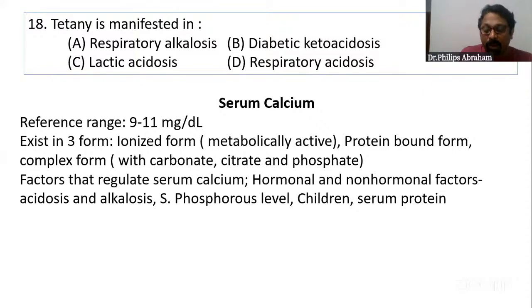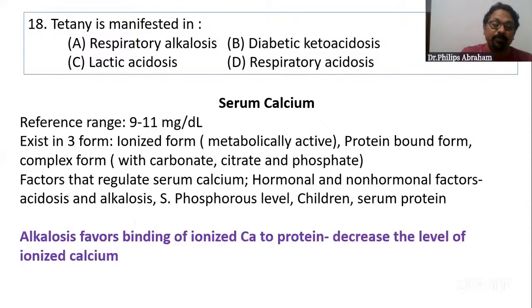When hypocalcemia occurs, that leads to tetany. So alkalosis favors the binding of ionized calcium to protein, decreasing the level of ionized calcium. So that's the point. You should know that tetany occurs when the serum calcium level decreases.